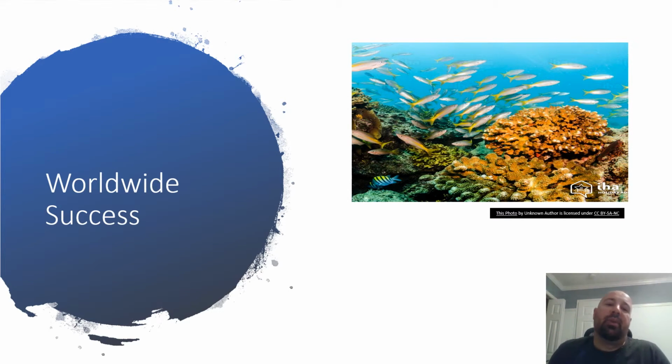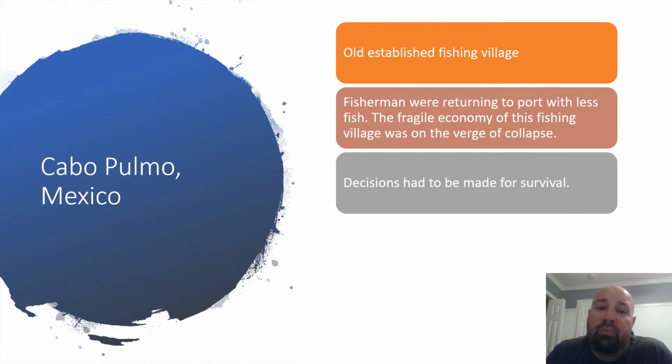I want to take the next few minutes to really talk about success worldwide. And as I stated earlier, Mexico, our partners to the south, they have done a great job in a certain area. They really have. And I'm going to introduce you to that area now. It is called Cabo Pulmo, Mexico. It's just north of Cabo San Lucas along the Baja in the Sea of Cortez.